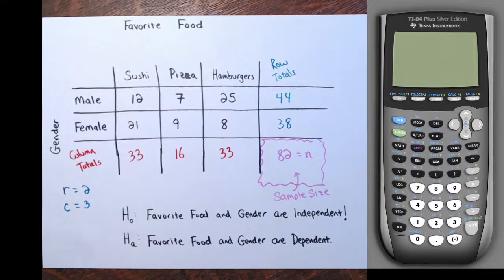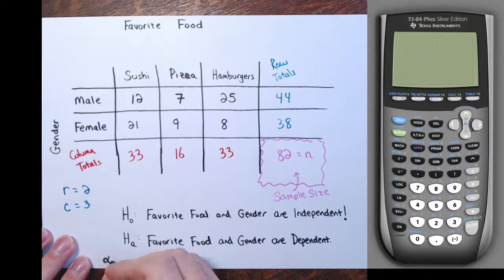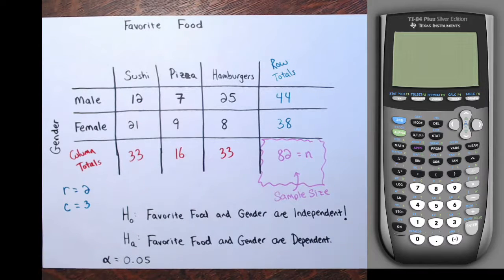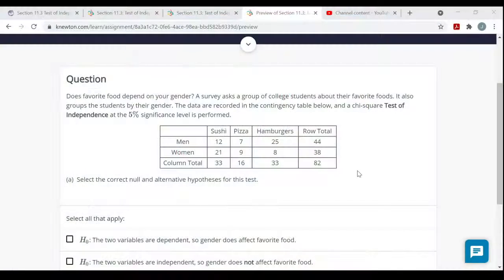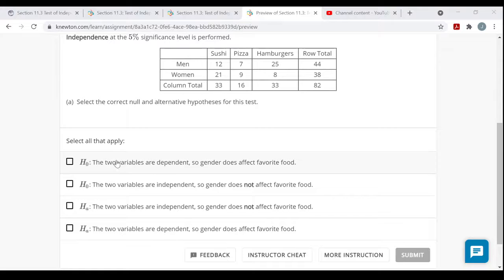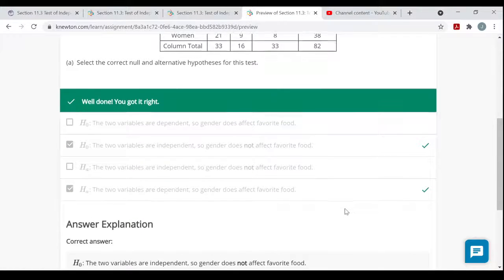All right, and then you have alpha. The second step is usually identifying the significance level, and they told us we're going to be doing this test at a 5% significance level. So alpha is 0.05. So this is the beginning of this. The null hypothesis is that the two variables are independent, so gender does not have an effect on favorite food. And the alternative hypothesis is that they are dependent, so gender does have an effect on favorite food. So again, simple start.